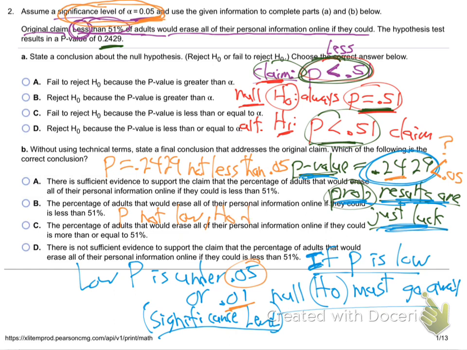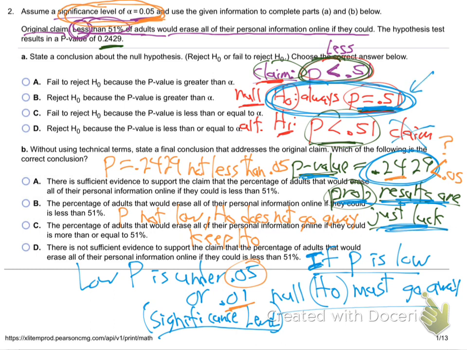So the H0 does not go away. You tracking with me? The p is not low, so the null does not go away. We keep the null in this case. What's the null? This right here. This was the null. We're going to keep the null, meaning we believe that p equals 0.51. It equals it. We don't agree with the claim.